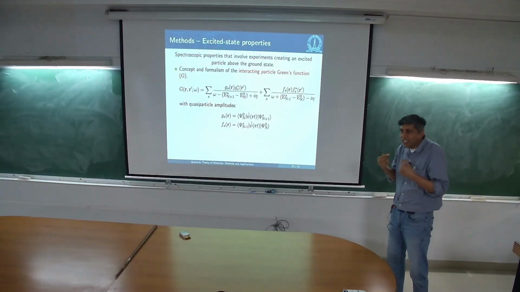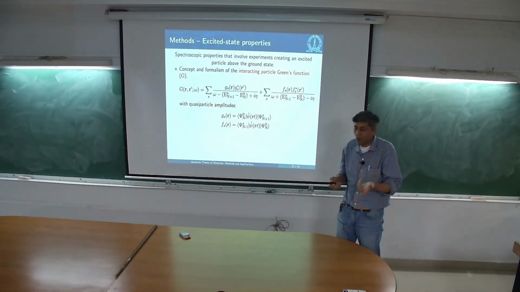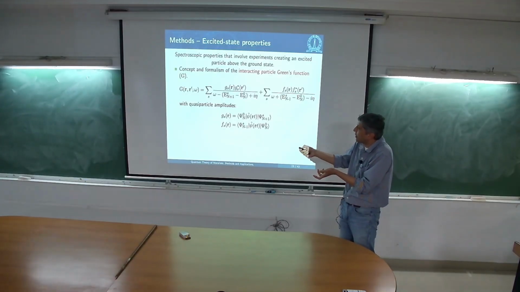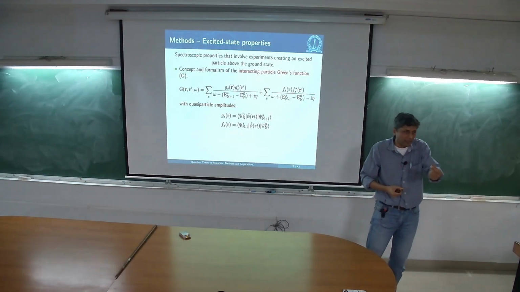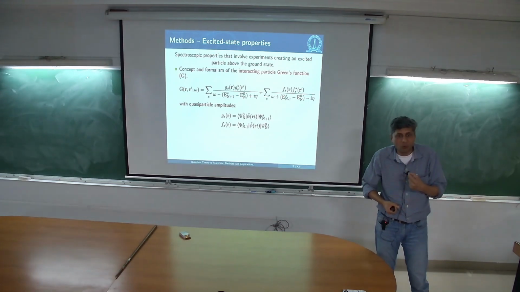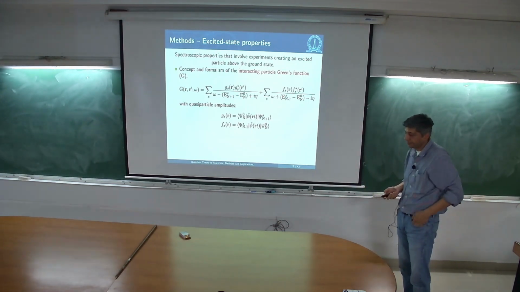So clearly the single particle Green's function contains the information that I really want. What I want to do then is calculate the poles of this single particle Green's function, because they contain the information about what happens when I add a particle or take a particle out of the system.